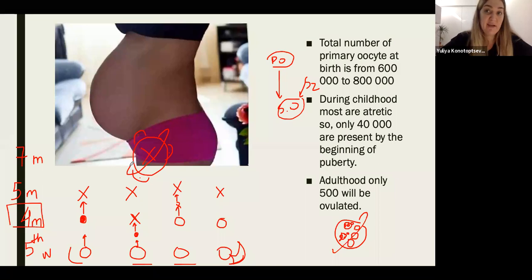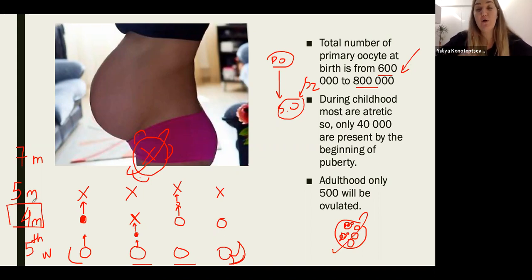You know, we say there are eggs in ovaries, right? So you know that there are follicles in ovaries. How many follicles are there when you're born? 600 to 800,000. Okay, so you had 7 million when you were a 5 month old embryo, but when you are born, out of 7 million, you actually have 600 to 800,000 primary oocytes in the follicles.